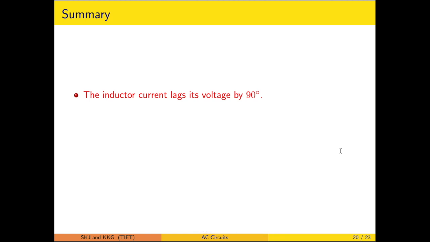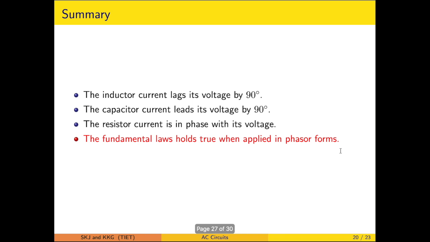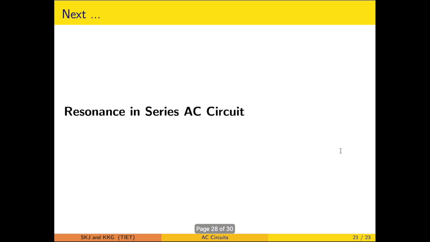Now as a summary, you can easily see that the inductor current lags its voltage by 90 degree. Capacitor current leads its voltage by 90 degree. For the resistive circuit, the current is in phase with the voltage. The fundamental law holds true when applied in the phasor form as well.